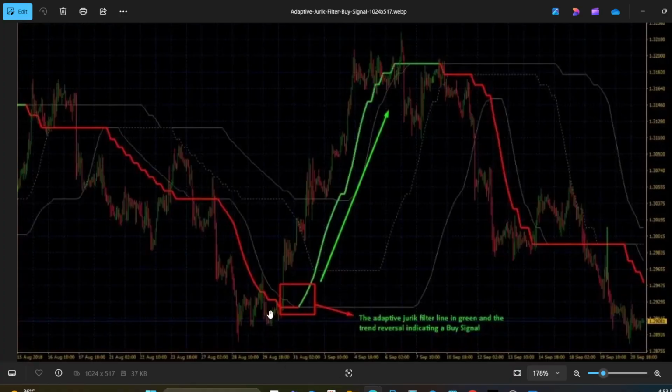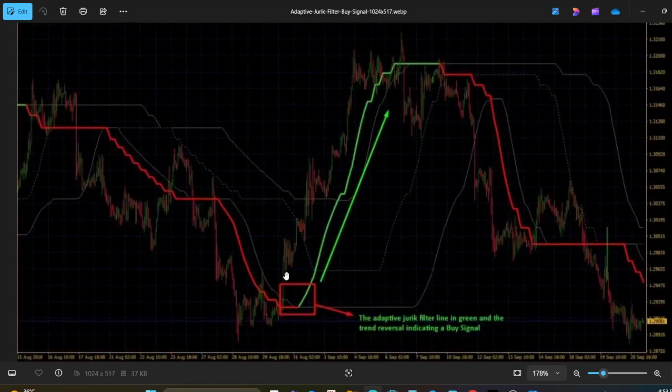Okay, now you can also use this indicator for reversal detection. The adaptive Jurik filter is also great for spotting reversals. You can see just right after this bearish move, the indicator gave us a buy signal. The line turned to blue, right? And that was when this bullish reversal was about to happen. So it allowed us to catch this buy move on time.